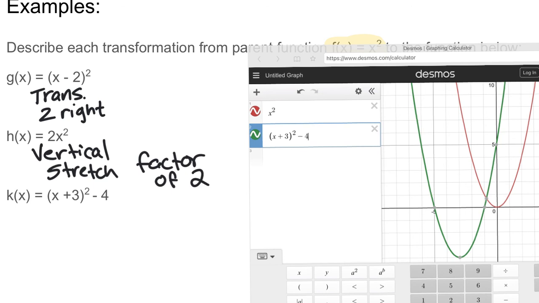Let's see if the sizing of this thing changed. So we can tell that by looking again at the width of it. So the red one is still 2 units wide. If I go to that same spot on the green one, 1 unit up from the vertex, still 2 units wide. So there was not any kind of compression or stretch here. So just a slide, it didn't flip over. So when I describe this, I'm going to describe it as a translation.